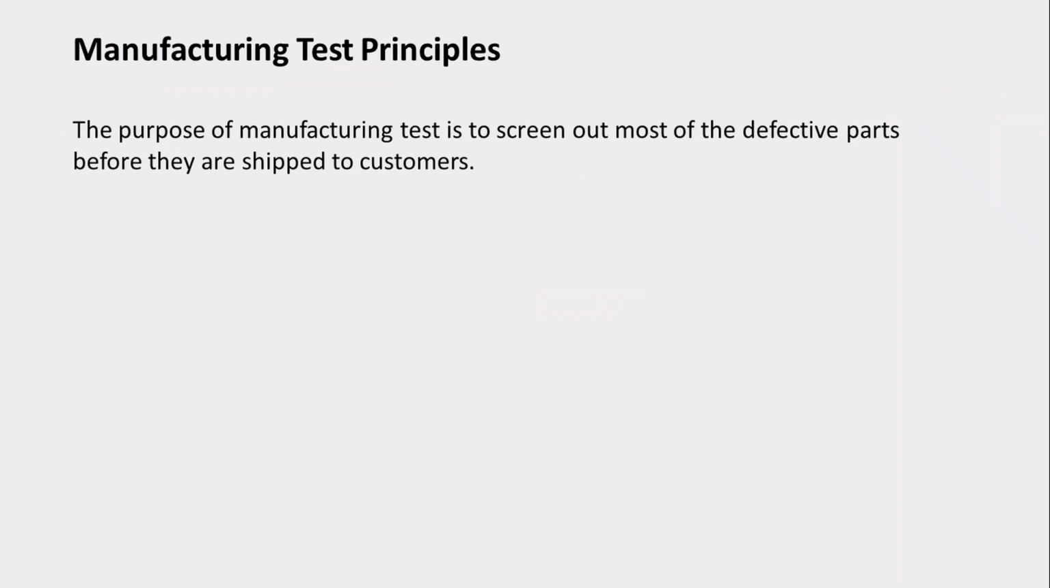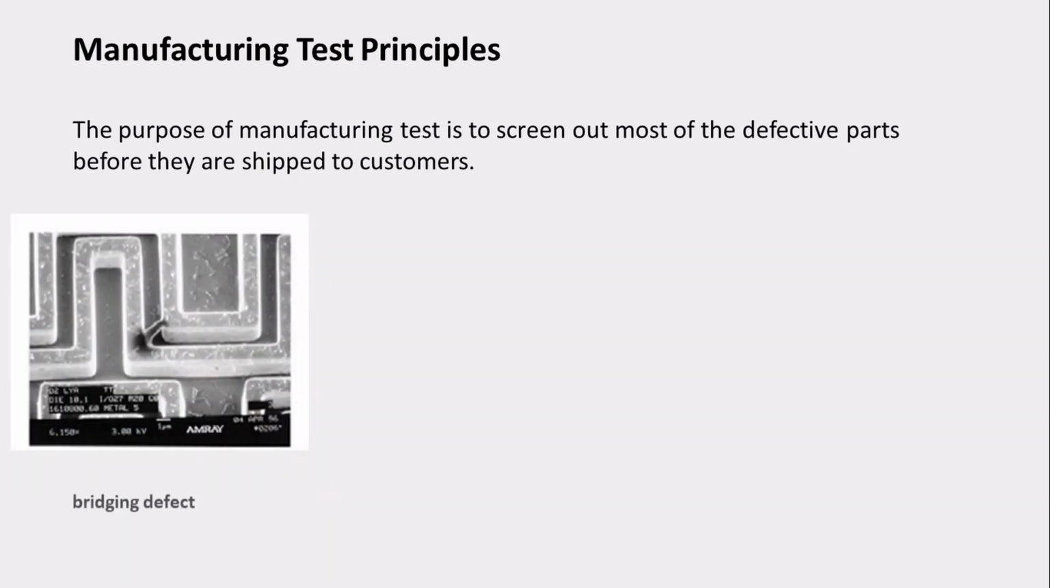shipped to the customers. Because once the product reaches the customer, it should be a completely bug-free product. So what might be the errors after the manufacturing process? Now you can look over here. This is what we call a bridging defect.